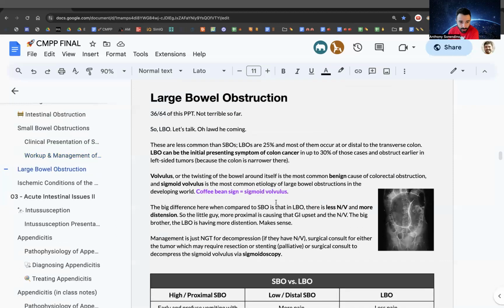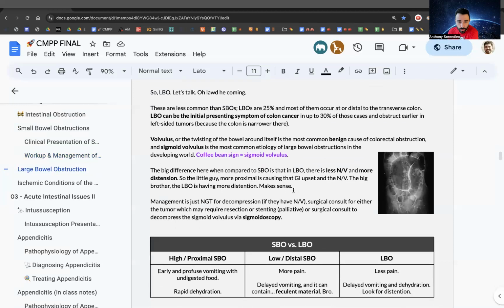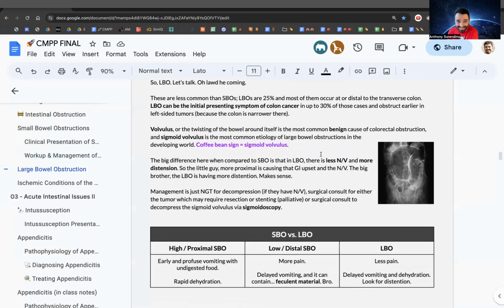Okay, large bowel obstruction. These are less common. They can be the initial presenting symptom of colon cancer. And you can get what's called a volvulus, which is simply a twisting of the bowel around itself. It doesn't sound benign, but apparently it is. It's the most common benign cause of colorectal obstruction, sigmoid volvulus. You can get something called a coffee bean sign. If you see that on a film, it's a sigmoid volvulus, okay?